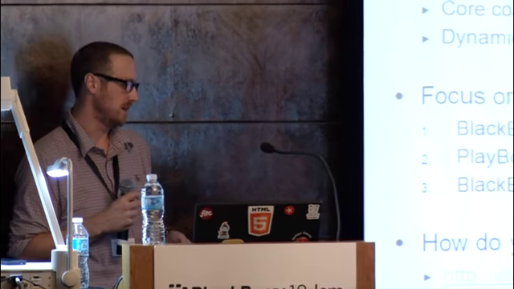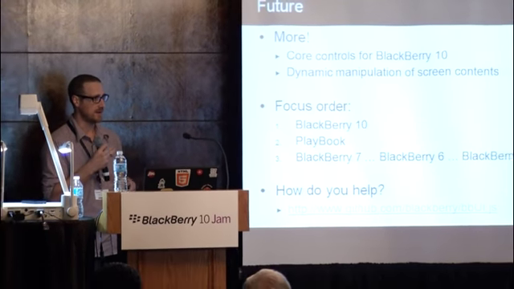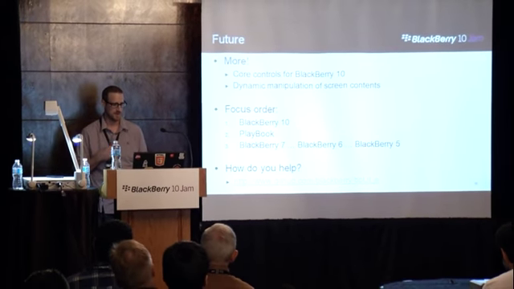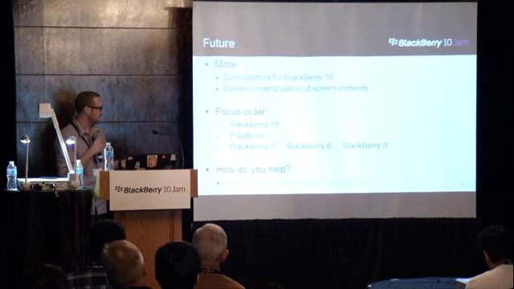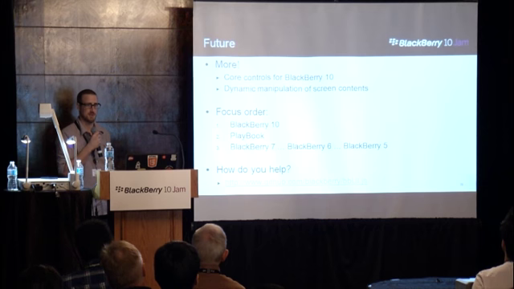So basically, just the future of what they've got planned for the toolkit right now. They're going to add some more controls, even more controls, I should say, for BlackBerry 10. Being able to dynamically manipulate contents of screens. So say you're polling a server, you want to load in some content and be able to scroll up and down on the screen, have that content load nice and fluidly. So we're looking into doing that for you as well. The focus order: obviously we're really focused on BlackBerry 10 right now, then Playbook, and then the previous platforms, which work on bbUI as well, but obviously we're here to see the new stuff.